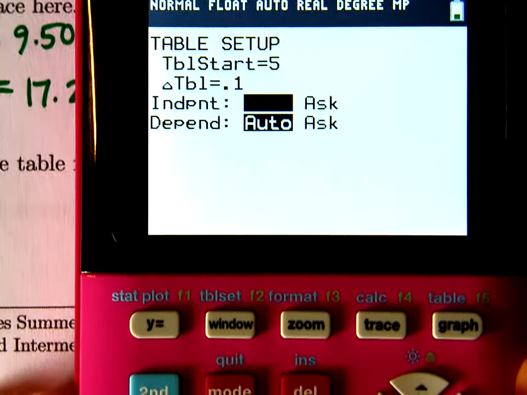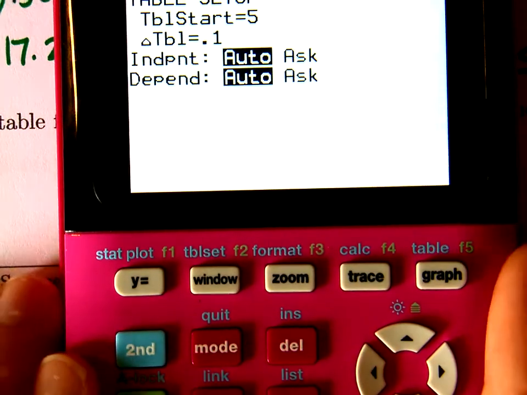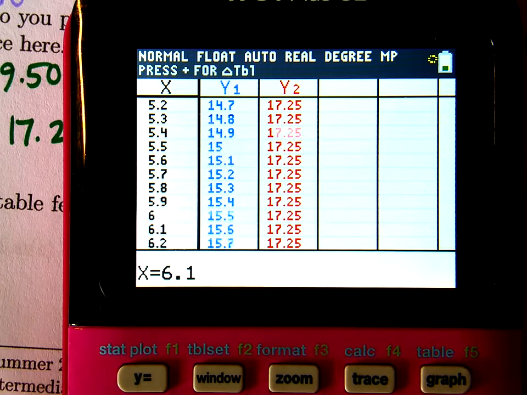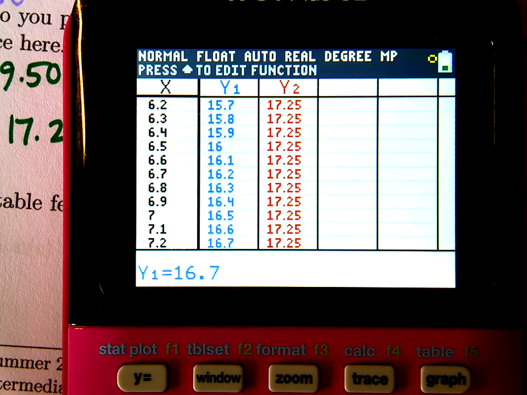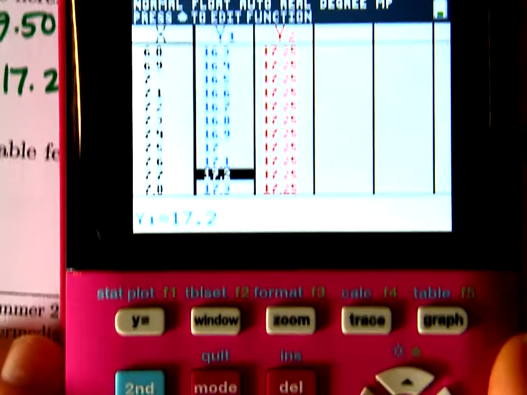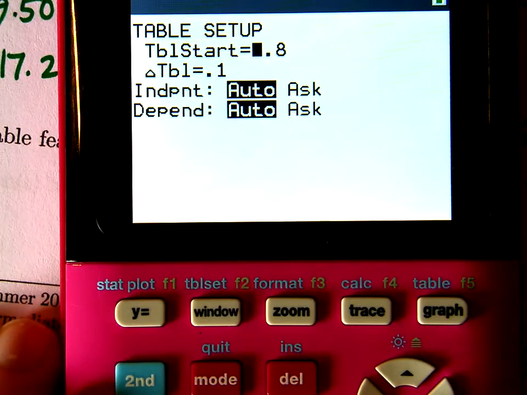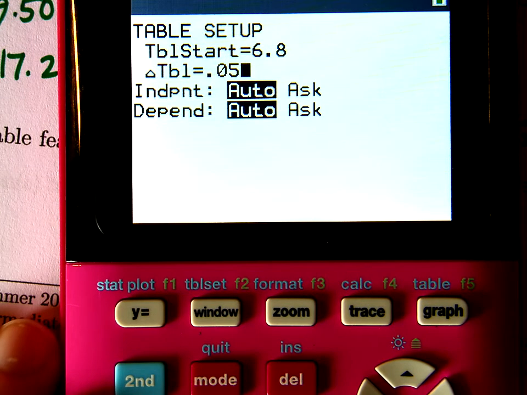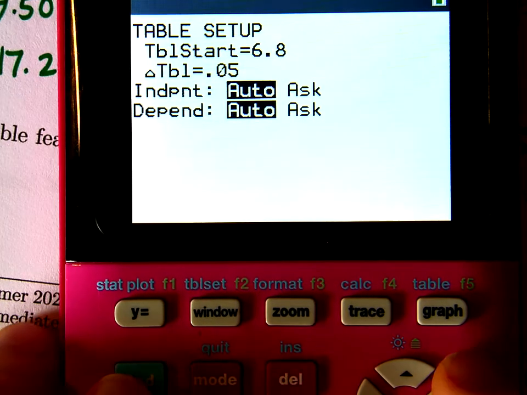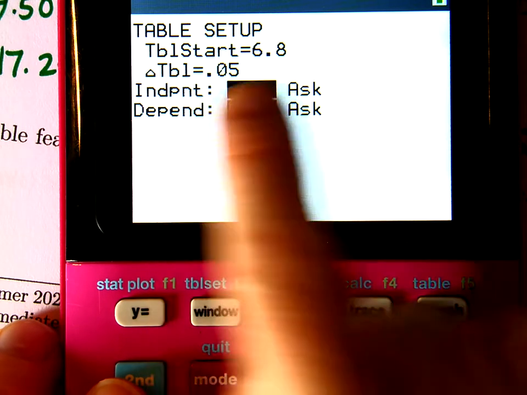Okay, so now I'm going to go second table. And notice that the x values are now going up by tenths. So now I'm going to hunt for when these y values are actually equal to each other. Man, that's still not good enough. Okay, so second table set, we needed to go by 5 cents because it was quarters, it ended up being 3 quarters. So I changed it to going up by 5/100ths instead.